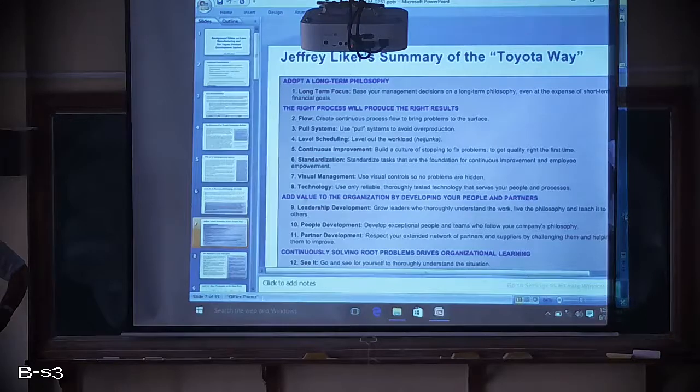Next is standardization. Standardized tasks are the foundation of continuous improvement and employee empowerment. Okay, so for sustaining continuous improvement and for employee empowerment, you should always have standardization. Next, visual management. Use visual controls so no problems are hidden. Okay, visual controls, everything should be shown.